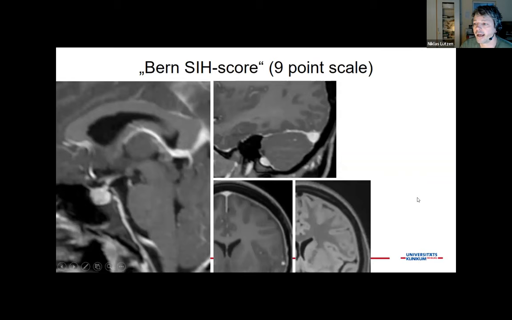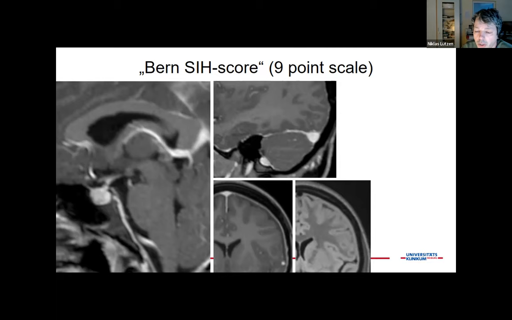And we use the nowadays established so-called Bern SIH score. This was developed by the SIH group of Bern with Thomas Dobrocki. And this is a 9-point scale, and it is a tool to assess the probability for an underlying SIH. And I would like to show you how we measure it step by step.